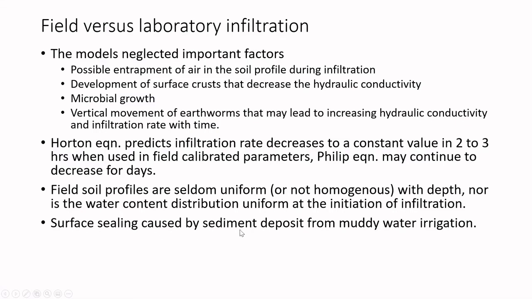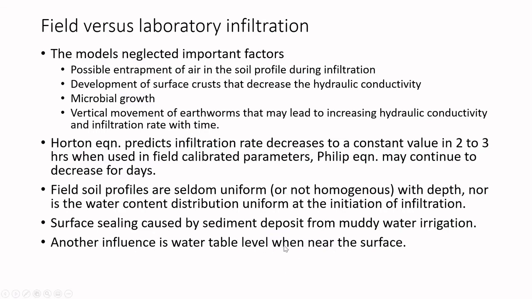And the surface sealing caused by sediment deposit from muddy water irrigation. For example, if you look at flooding, the flood carries all the debris, all kinds of particles, and then after the flood disappears, you can see there's always a layer of soft material left on top. Mostly those soft materials are very fine particles. So these fine particles could actually cause sealing. This is what we call surface sealing caused by sediment deposit from muddy water irrigation. This kind of process normally happens after flooding, things like that, or even a river that has a very low flow rate.